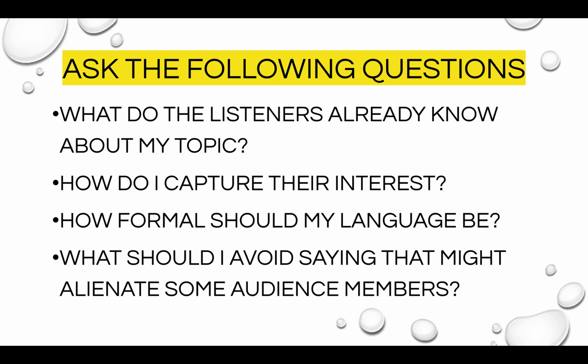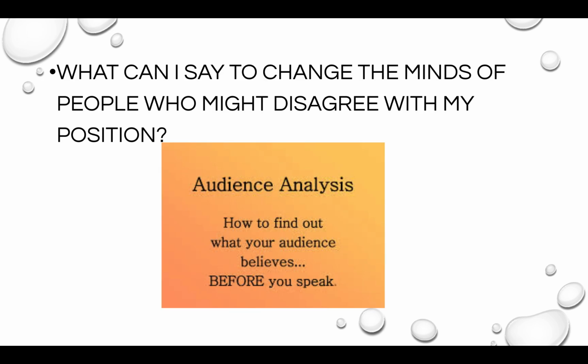And a fourth question you would ask is, what should I avoid saying that might alienate some audience members? In a persuasive speech, because we know we're trying to win over our audience, it's important to remember that we include as many people as we possibly can. The act of reaching out and saying something that includes them makes them more likely to listen and go along with what you have to say. However, if you alienate them, then you are already creating some barriers between you and what it is you're trying to convince them to do.